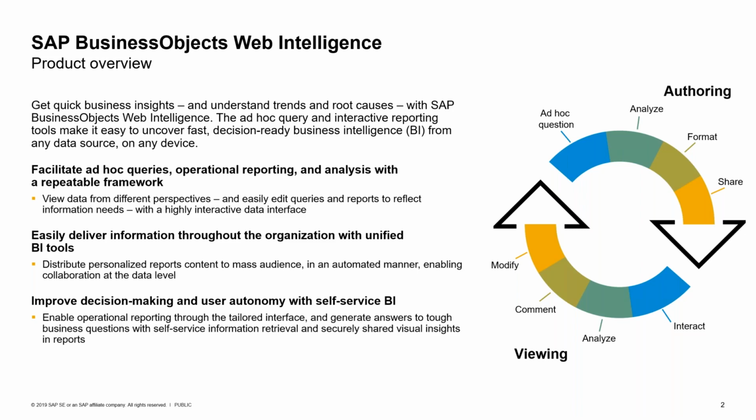Before moving on, I have two marketing slides explaining what Web Intelligence is, but I'm pretty sure that if you are all with us today, what is described on the screen should not be a surprise. What WebI is for: this is to facilitate ad hoc queries, operational reporting, and analysis in a repeatable framework. WebI is here to help you deliver information throughout your organization to help you take business decisions. And the aim of WebI is really to improve decision making and improve your end user autonomy regarding self-service BI.